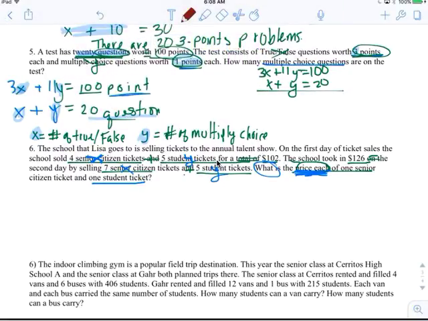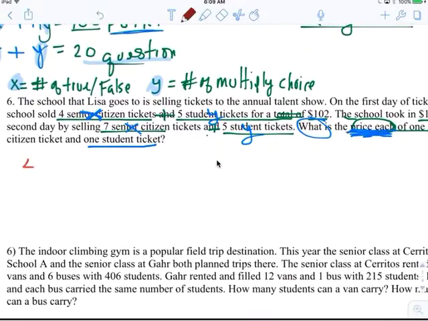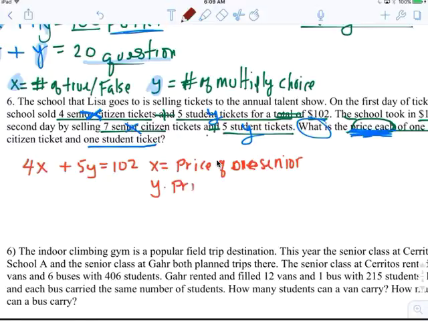Okay. So you get 4x plus 5y equals 102. X equals the price of one senior ticket. Y represents the price of one student ticket.